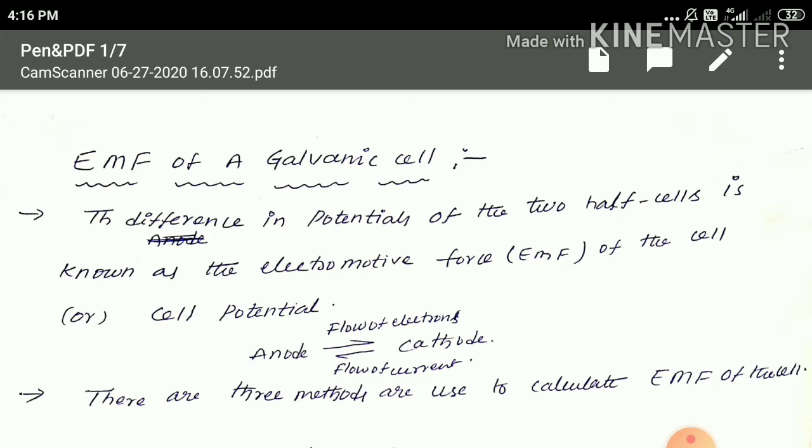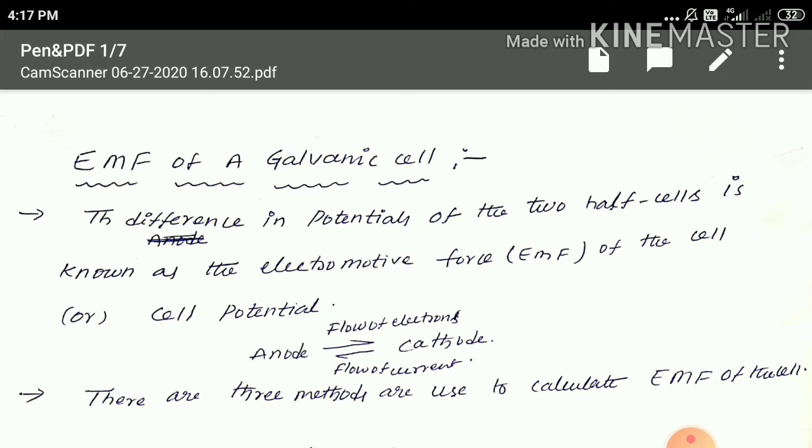What is the meaning of EMF? The difference in potentials of the two half cells is known as the electromotive force, or simply called the EMF of the cell or cell potential. We know every galvanic cell is made up of two half cells. One is the oxidation half cell, another one is the reduction half cell. The potentials of both these half cells are always different.